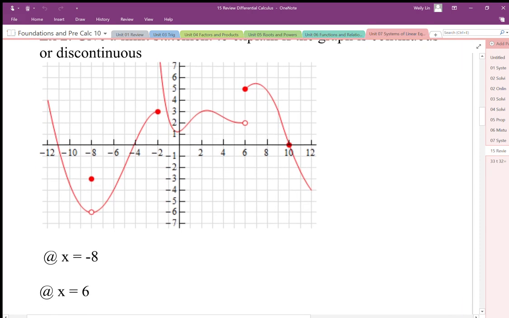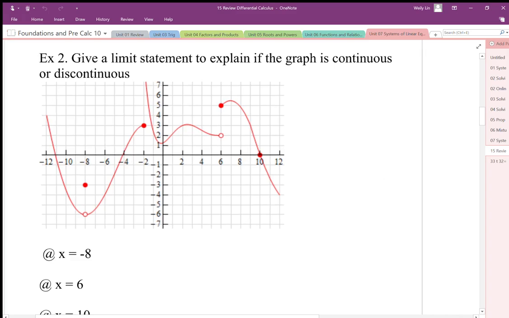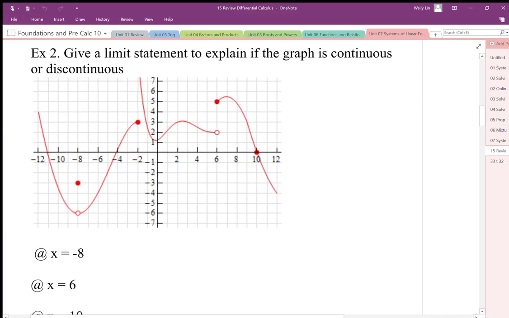So let's take a look at x equals -8. This is a removable discontinuity. For AP calculus, you don't really need to know the terms, but this is called a removable discontinuity. So first of all, it is discontinuous, and we want to give a limit argument. Okay? And so our limit argument is going to look like this.